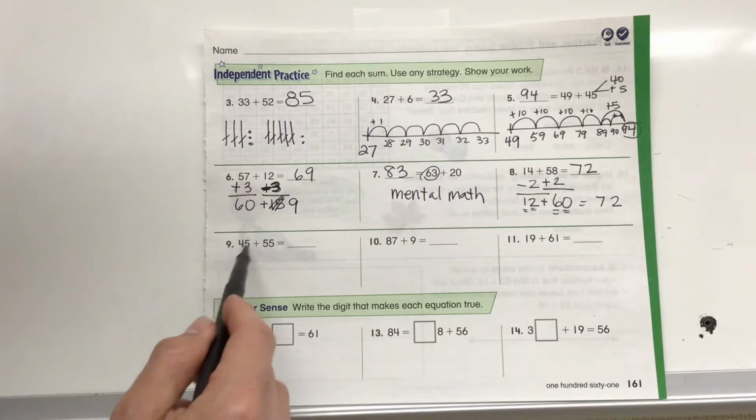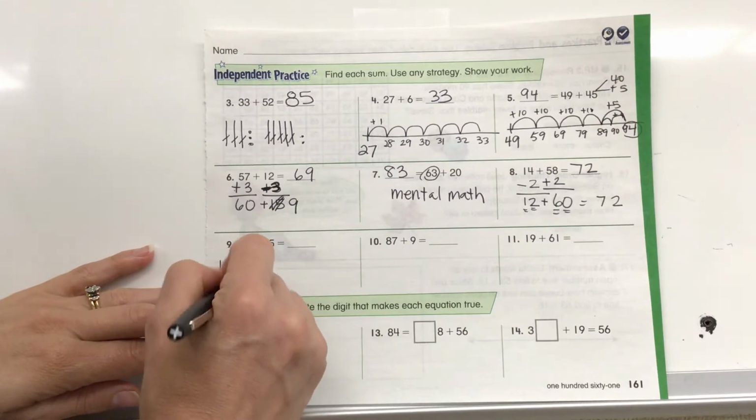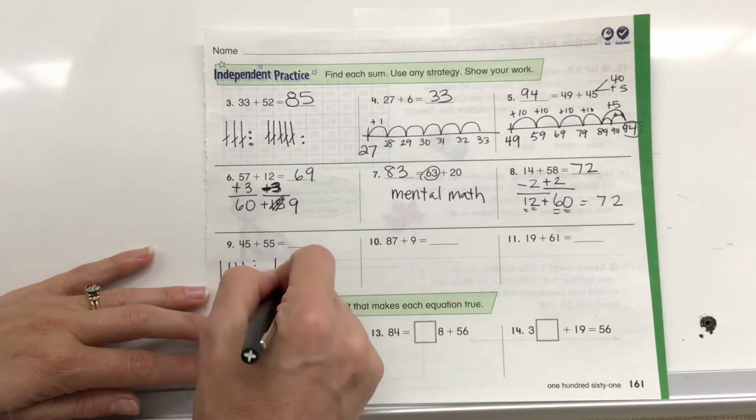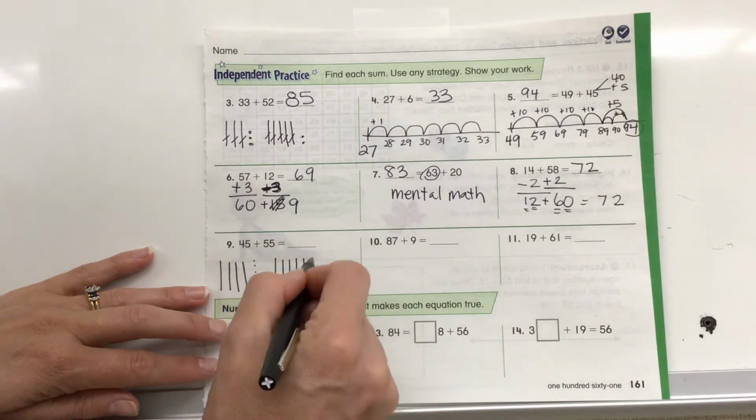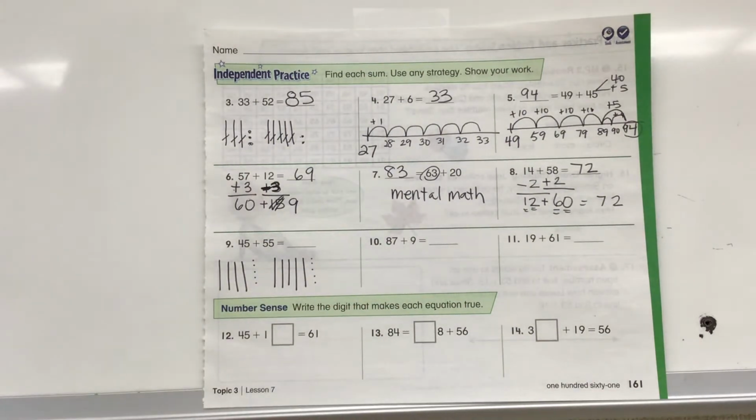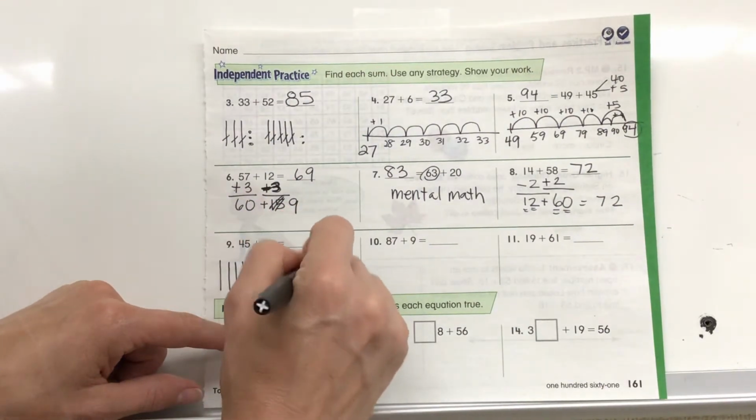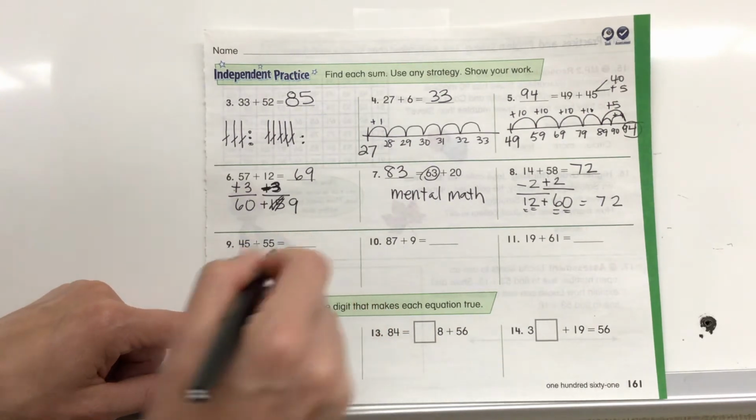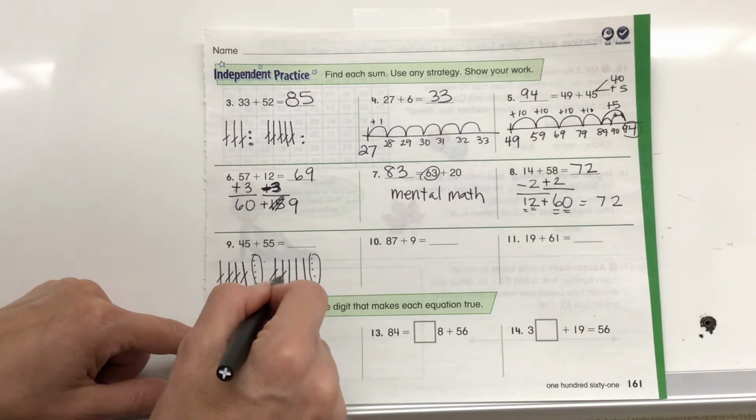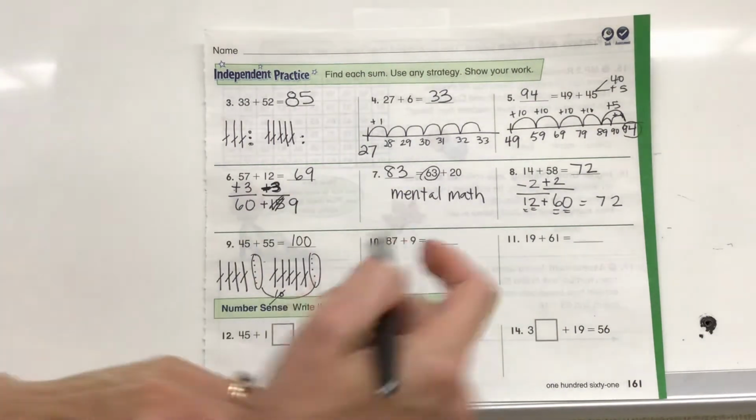All right, let's take a look at this one. 45 plus 55. I'm going to do bundles. 10, 20, 30, 40, 41, 42, 43, 44, 45, plus 55. 10, 20, 30, 40, 50, 51, 52, 53, 54, 55. Now what I want to do is try and add my groups of 1 together to see if I can make a bundle of 10. So I know that 5 plus 5, yep, it'll make a bundle of 10. So now let's count. 10, 20, 30, 40, 50, 60, 70, 80, 90, 100. So we know that that one equals 100.